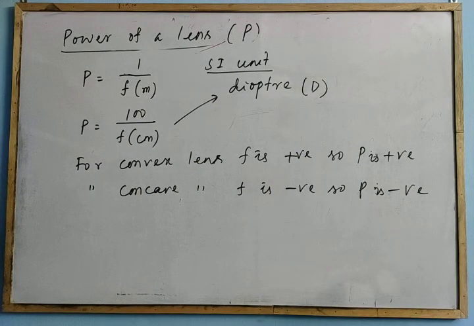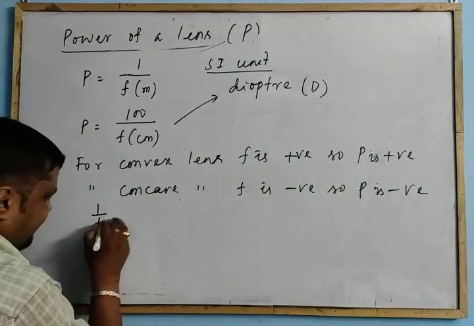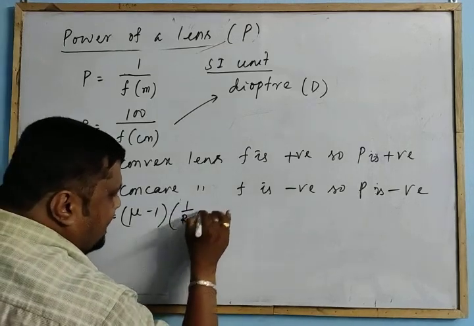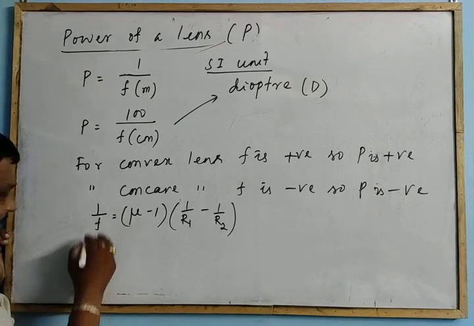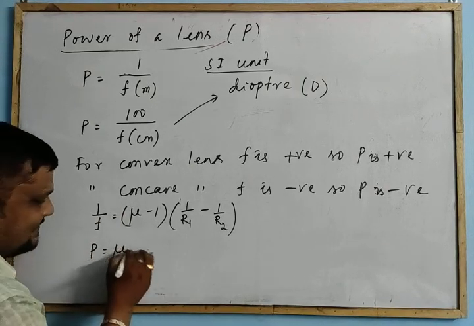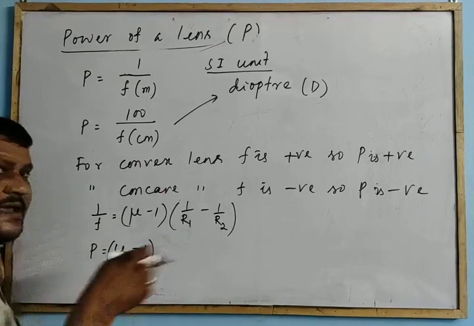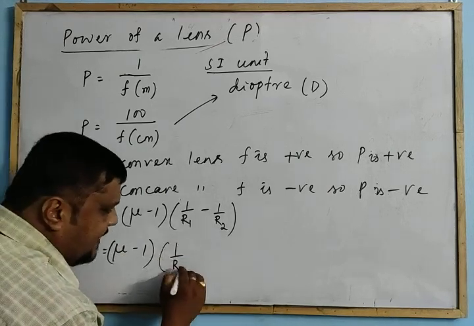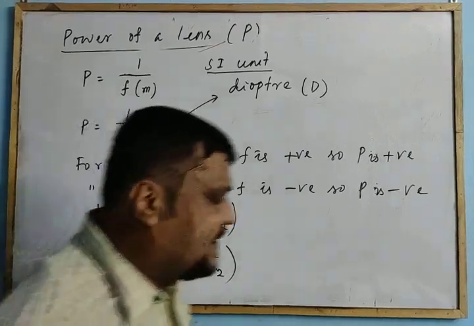Now you can say that the power of the lens, as you know from the lens maker formula, 1 by F equals mu minus 1 into 1 by R1 minus 1 by R2. Now I can write this as power equals mu minus 1, where mu is the refractive index of the material of the lens, and the surrounding is air, or you can take mu relative. Then 1 by R1 minus 1 by R2. So power equals mu minus 1 into this much.